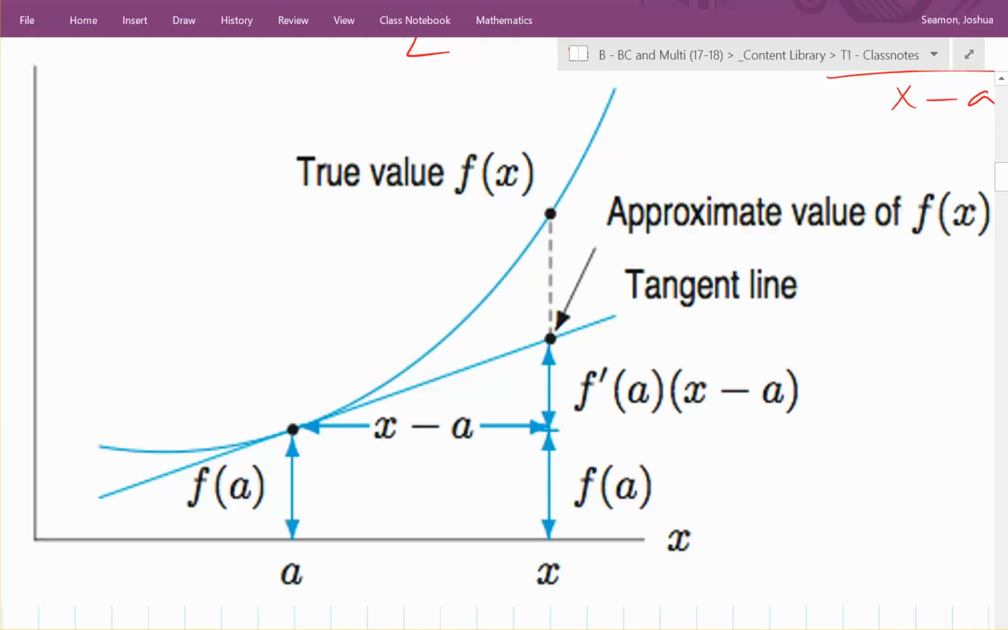What happens though as you march away, as the x value gets farther and farther away from a? What happens as you get further and further away from the a value? The tangent line becomes a worse and worse approximation. Exactly. That is not a linear function. So we have tangent lines. What else could we have? If we wanted to make this a little bit more accurate, we could have a tangent what?